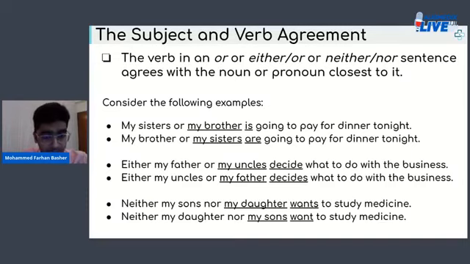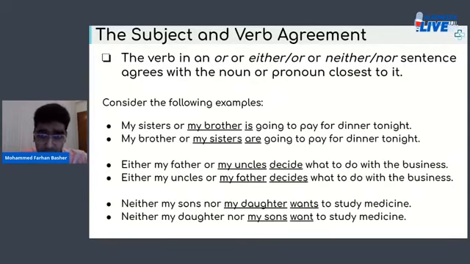Now, what's happening here? Note that in the very first example, my sisters or my brother, it's either going to be my sisters or my brother. Now, sisters is, of course, plural, but brother is singular. So the verb is closest to the noun brother, which is singular in this case. Therefore, the verb is singular as well. So my sisters or my brother is going to pay for dinner tonight, not are. But in the very next example, we have my brother or my sisters are going to pay for dinner tonight. Here, the subject phrase has been reversed, and sisters is now put closer to the verb are.